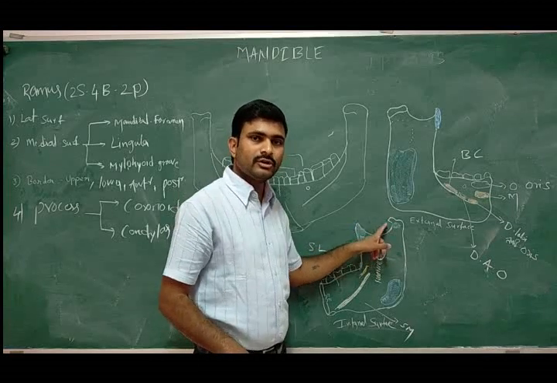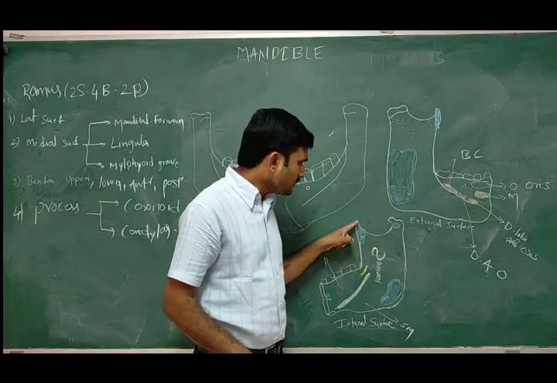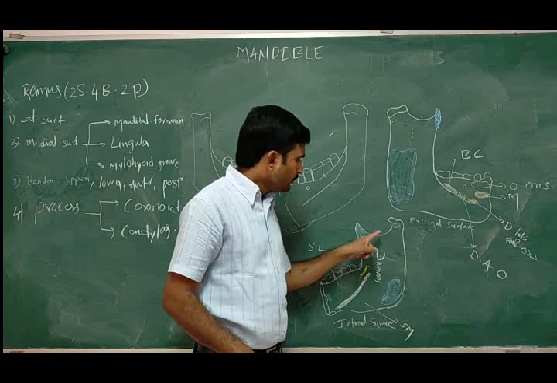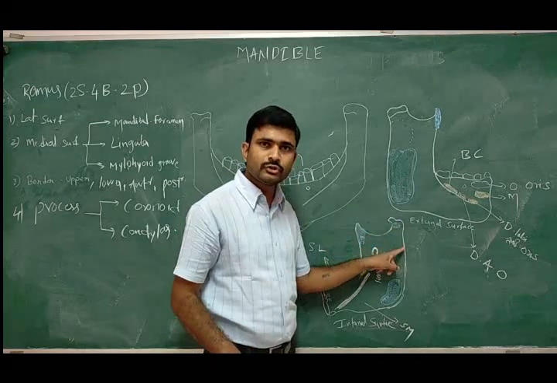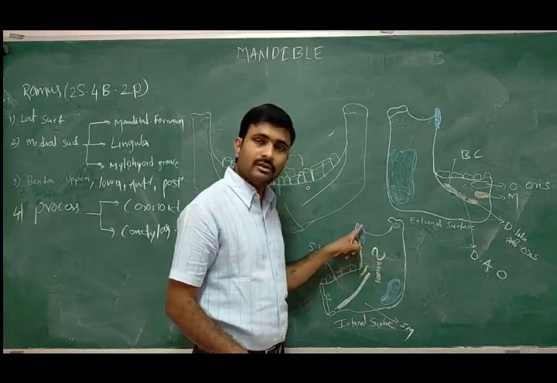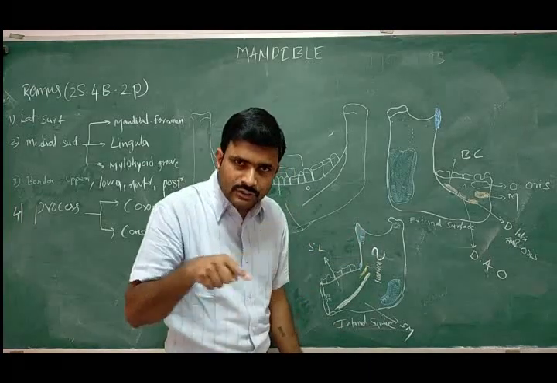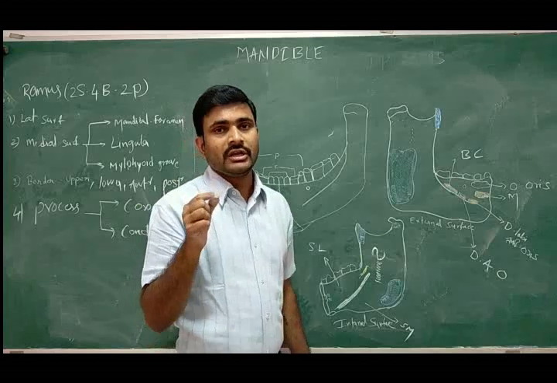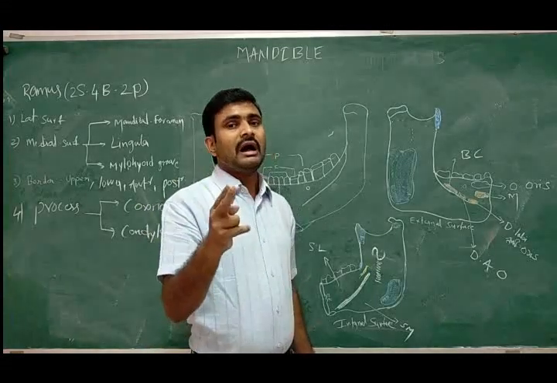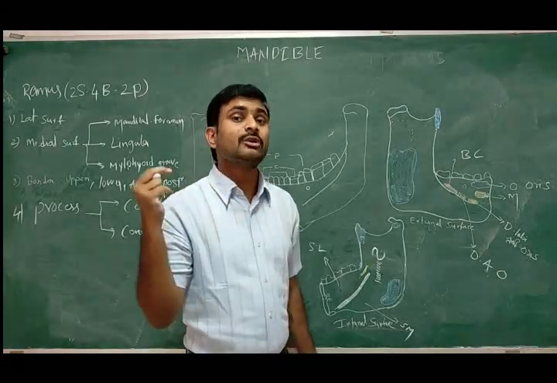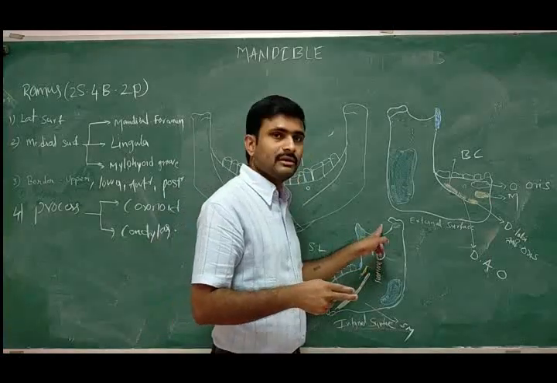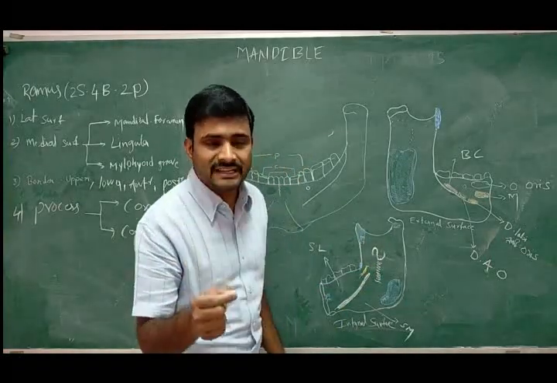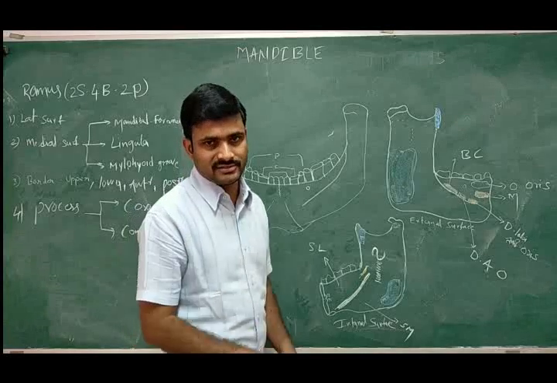The upper border anteriorly is continuous with the anterior border, and posteriorly continuous with the posterior border. And it shows one notch. That notch is called the mandibular notch. Here, one artery and nerves cross. That artery and nerve are called the masseteric nerve and masseteric vessels.